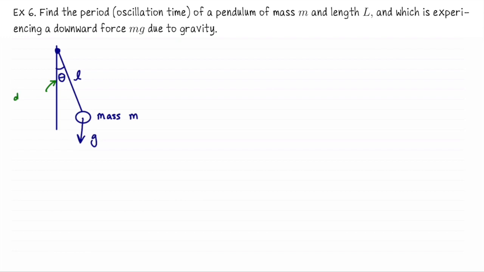Theta, as we already know, is dimensionless. So what are our dimensional quantities here? The length, the mass, gravity, and then also the period itself. We're trying to find a relationship between the period, the length, the mass, and gravity. So those are our 4 quantities.